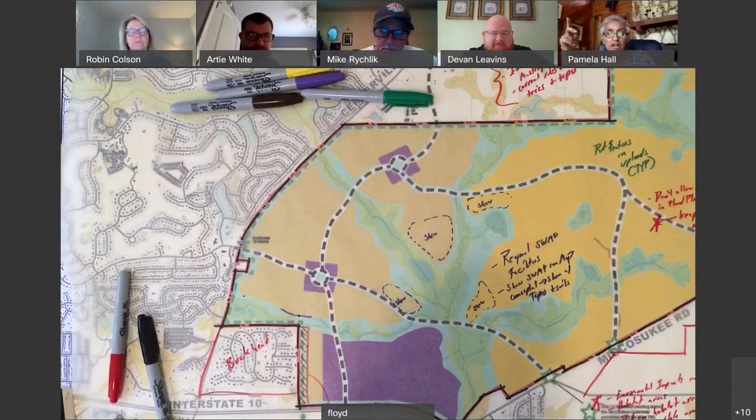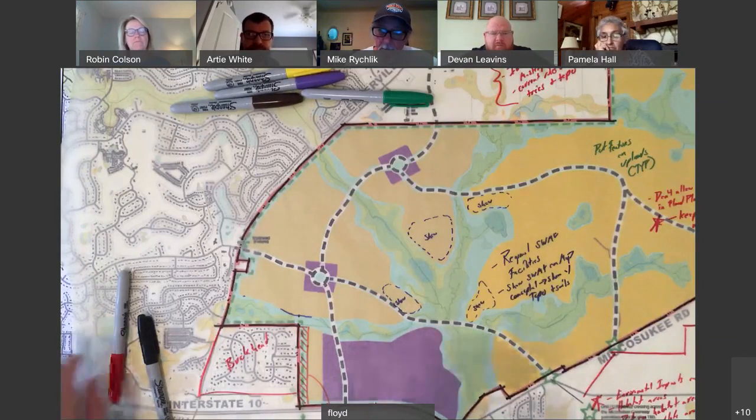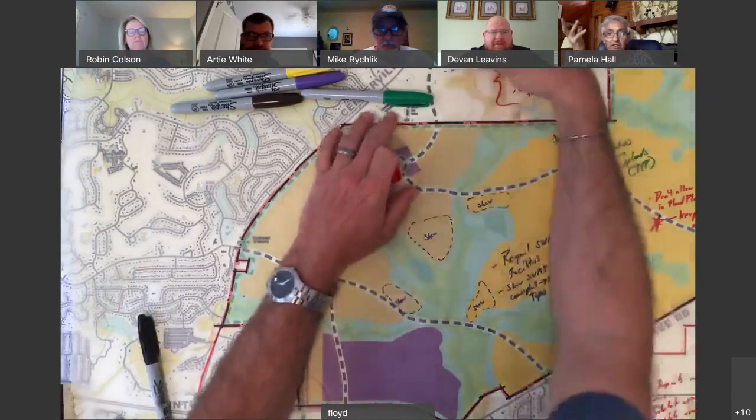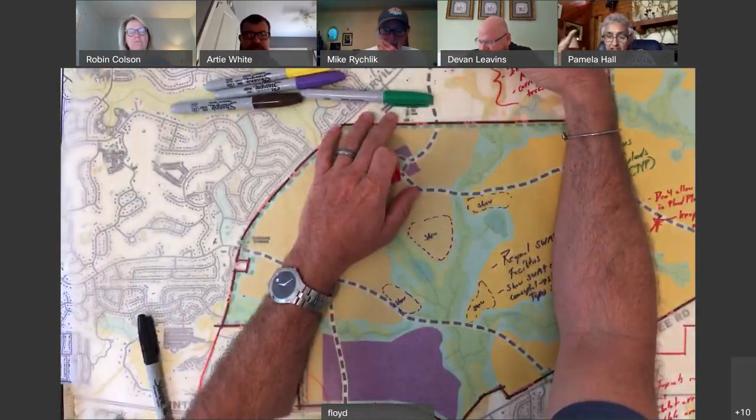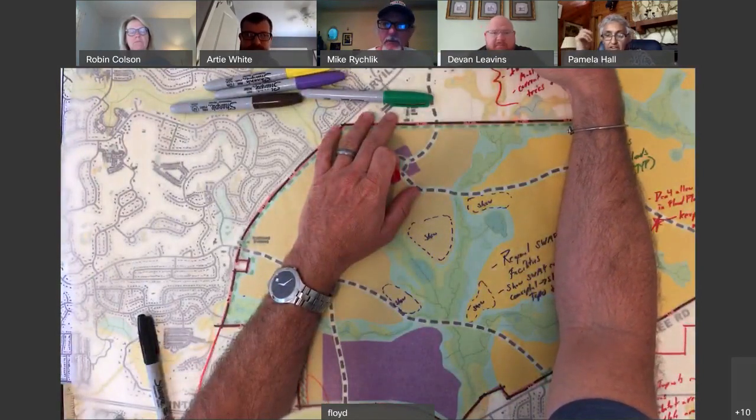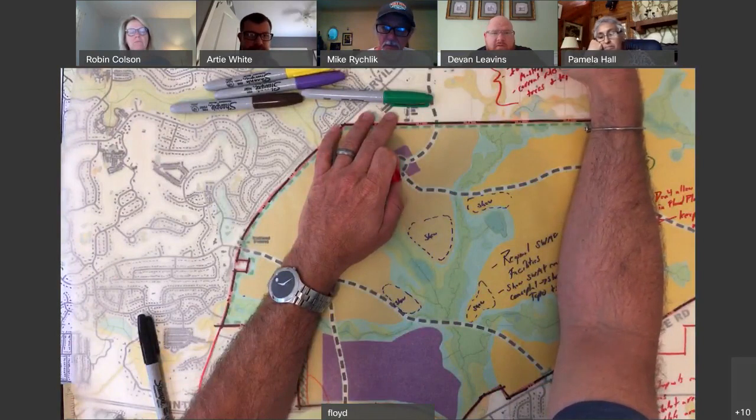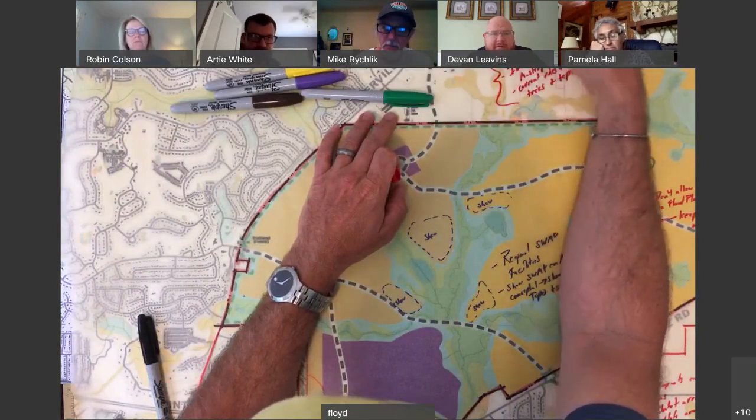To Charles's point, how about if you guys put a scale on this map? This map really could use a couple scales. Good idea. Something, a small scale and a large scale, the mile scale, the quarter-mile scale, the 100-foot scale. Put a couple scales on this map. You got that, Floyd? Yep.